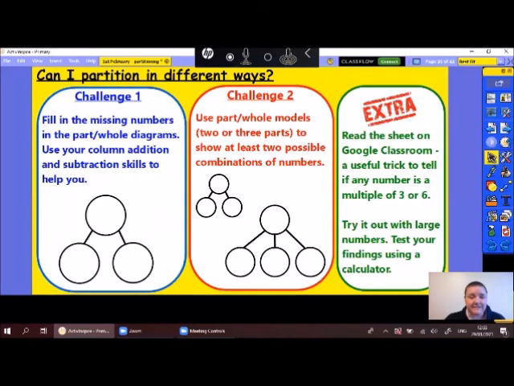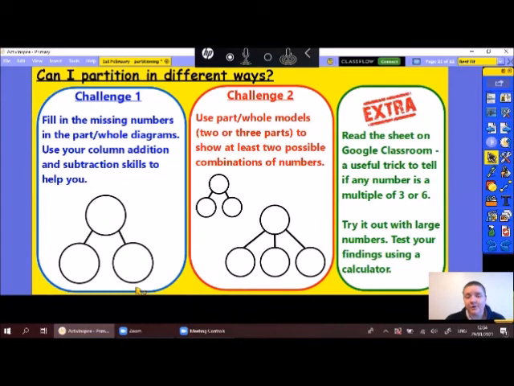Right, let's talk challenges. So challenge 1 today is just missing numbers. So we're using a part-whole diagram that just has the total and 2 arms. And I've given you 2 of the numbers out of 3. I might have given you the total and 1 of the arms, or I might have given you both arms. You need to work out what the missing number is using column addition or subtraction.